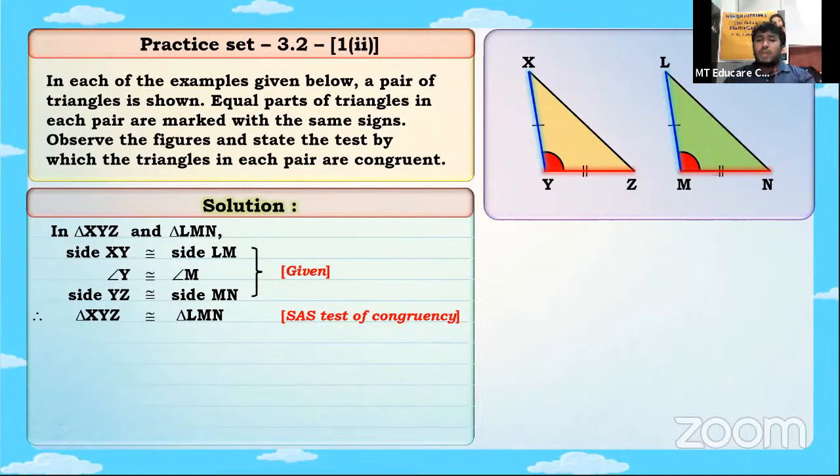Students, I want you all to write the name of the test in your textbook. That is practice set 3.2, question number 1, sub question number 2. Students, if you observe, it is a fill in the blanks. First, fill in the boxes with SAS test. Then in your notebook, all students will draw the figure and write down the solution.